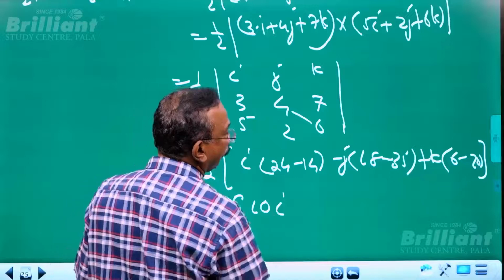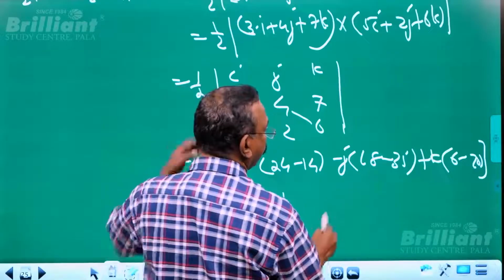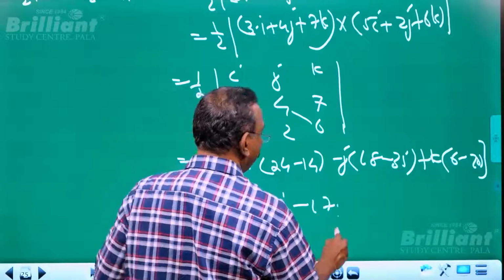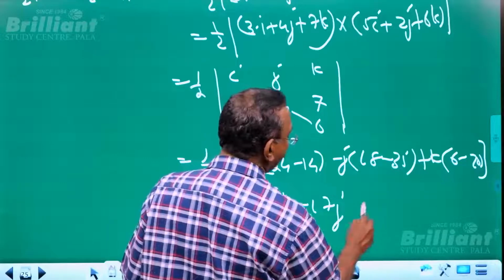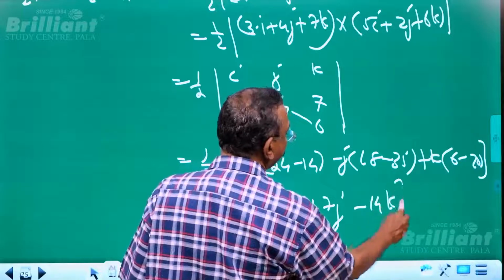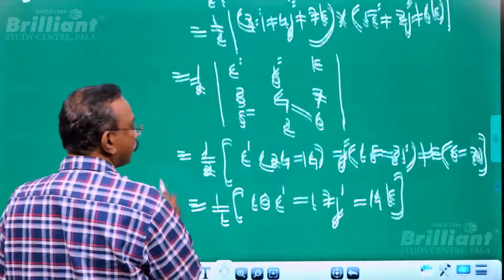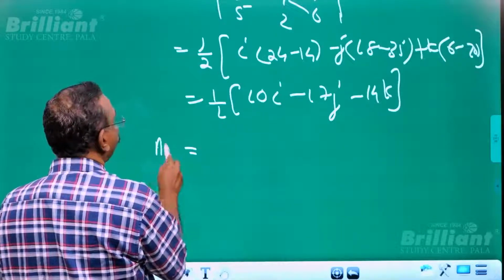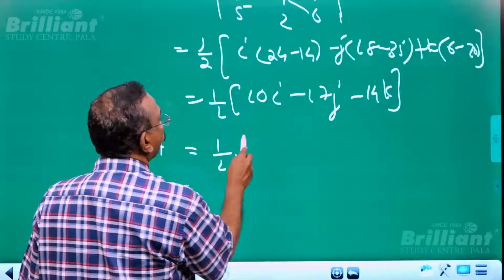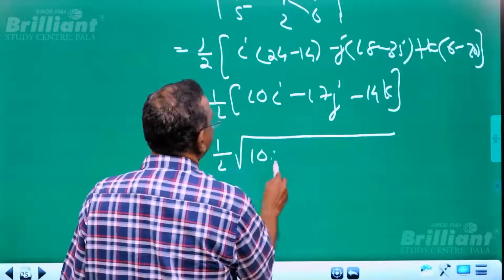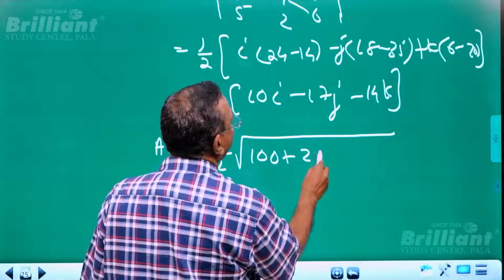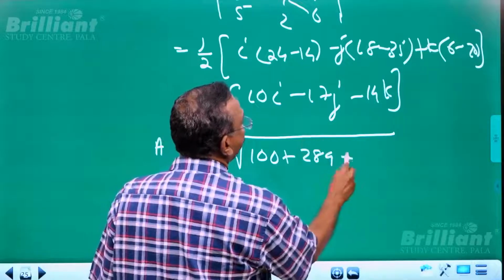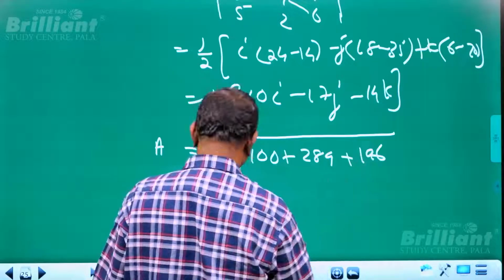10i, and this is equal to 17j, and k, that's actually minus 14k. So this is the vector area of the triangle. Now you are able to find the area in the form 1/2 times the square root of 100 plus 289, which is 17 squared, plus 196.